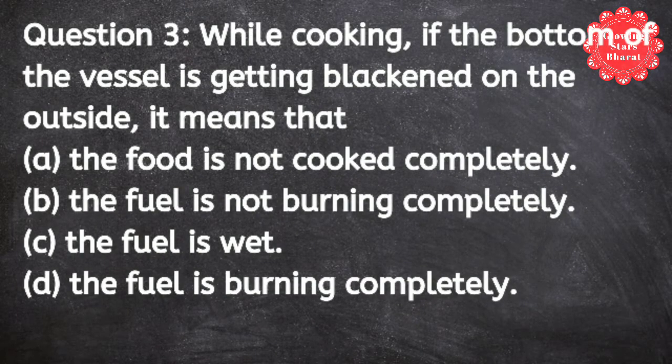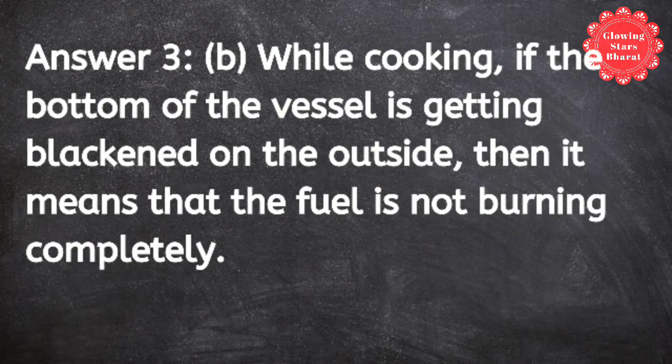Next, question number 3. While cooking, if the bottom of the vessel is getting blackened on the outside, it means that option A, the food is not cooked completely, option B, the fuel is not burning completely, option C, the fuel is wet, and option D, the fuel is burning completely. So choose the correct answer. Option B is the correct answer. While cooking, if the bottom of the vessel is getting blackened on the outside, then it means that the fuel is not burning completely.